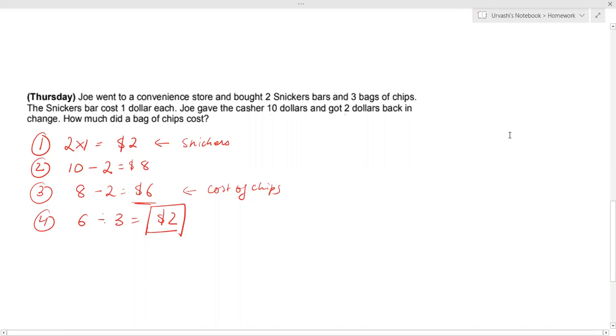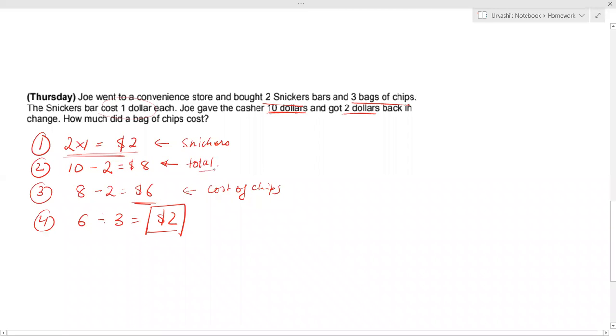Okay, thank you. Did everybody keep up? Let me go through the steps once again. So Will mentioned we had 2 Snicker bars and 3 bags of chips. So the first step is finding the total cost of the Snicker bars. They're $1 each. So 2 times 1 gives me $2 total cost of Snickers. He gave the cashier $10 and got back $2. It means that his total came to $8, right? $10 minus 2. This was his total cost.